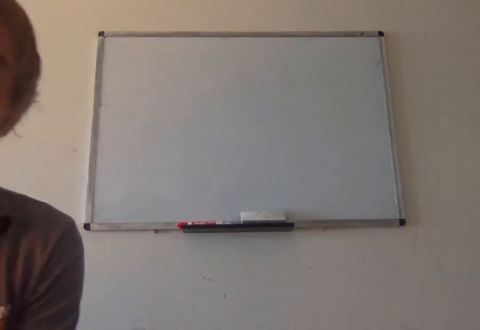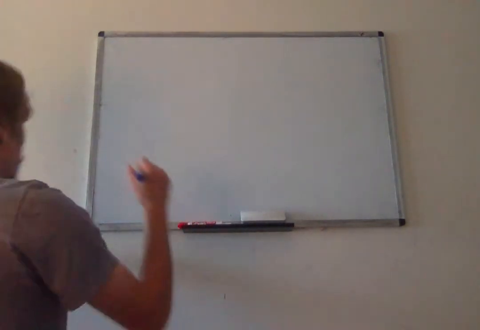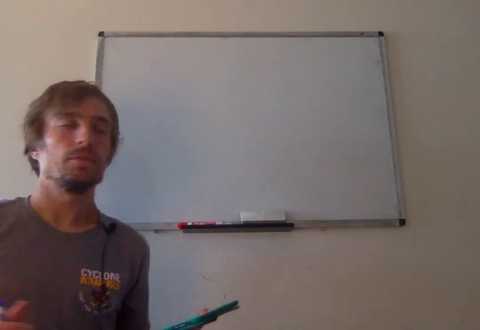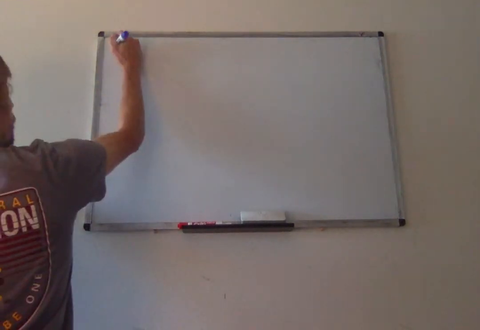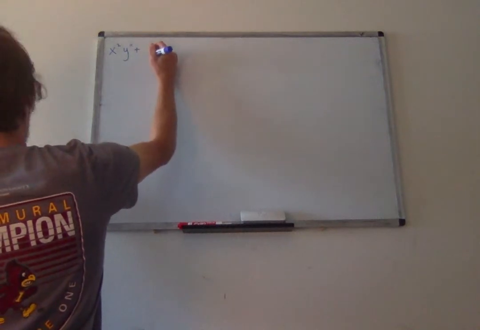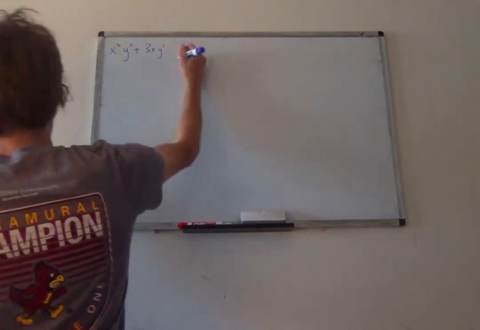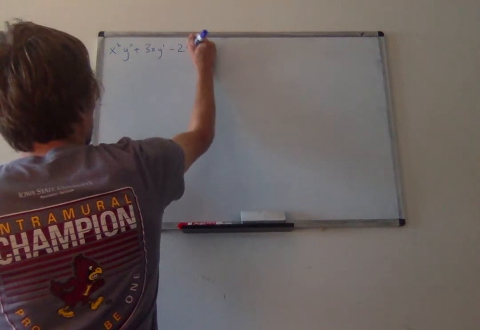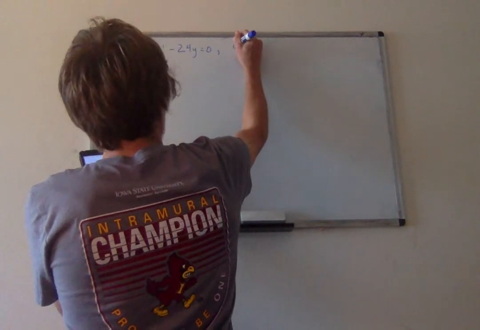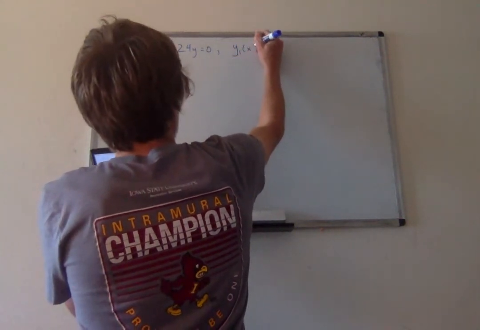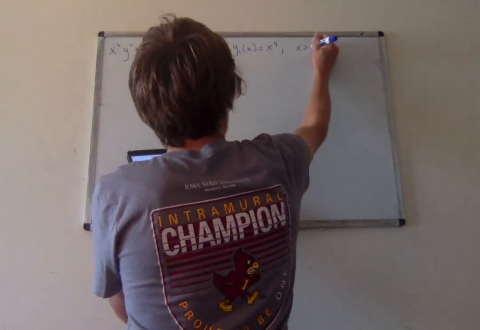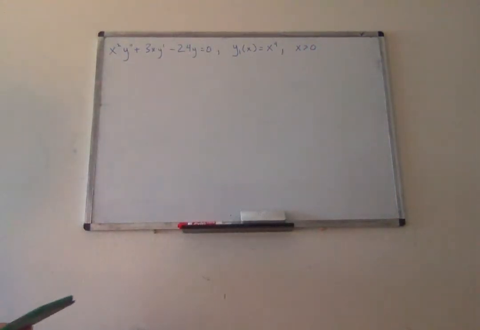All right, so this should look a lot like question 9 on your homework. This is called reduction of order. So we want to find the second solution to this differential equation, given that one solution is this, and we're working with x greater than 0.